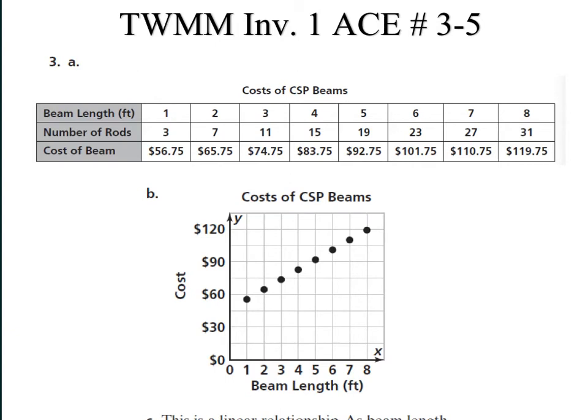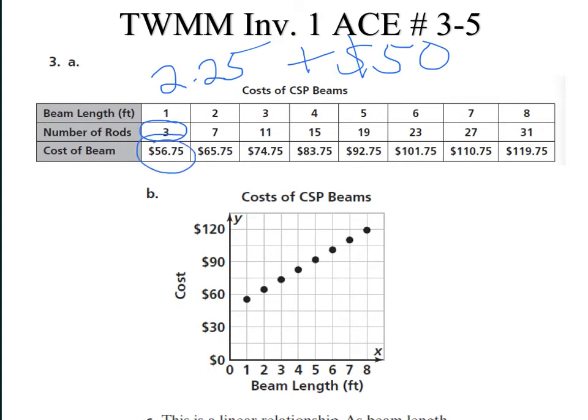Remember that each rod costs $2.25 to make the beam, plus a $50 one-time fee to ship it. So 3 rods, rather, at $2.25 plus $50 equals $56.75, and so on, all the way down to, if you had a beam length of 8 feet, it would require 31 rods at $2.25 per rod plus a $50 shipping fee for a cost of $119.75.